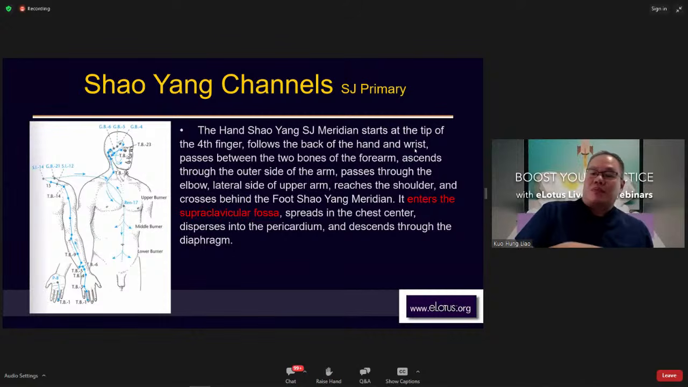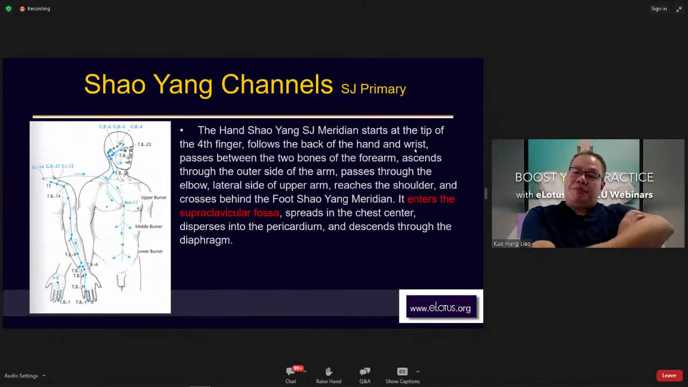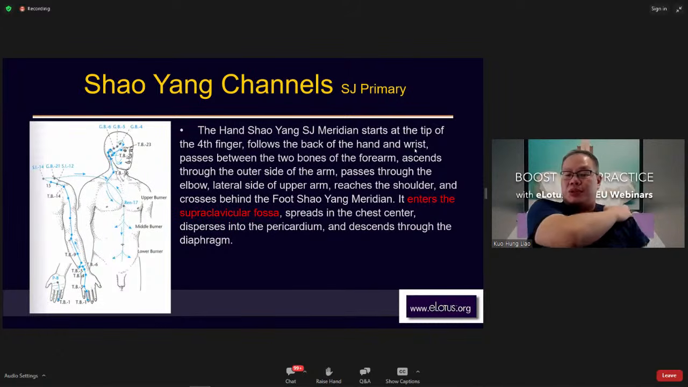Okay. And when it goes to the upper arm and to the shoulder, it actually travels between the flexor and extensor muscles too, between the bicep group and the tricep group, and goes to the shoulder.